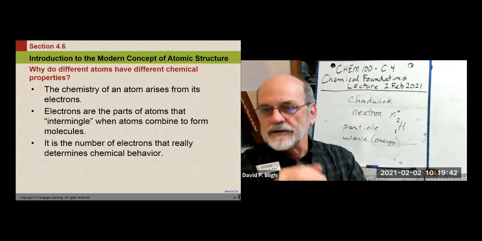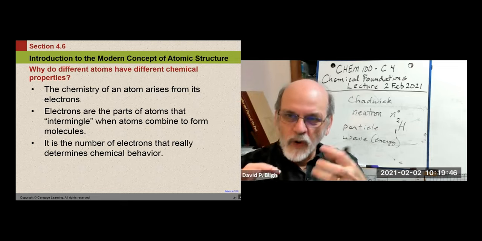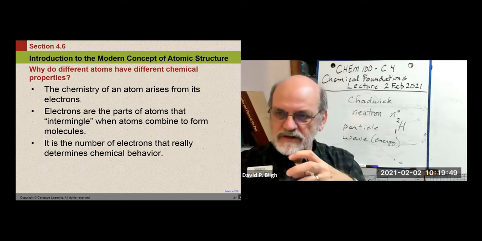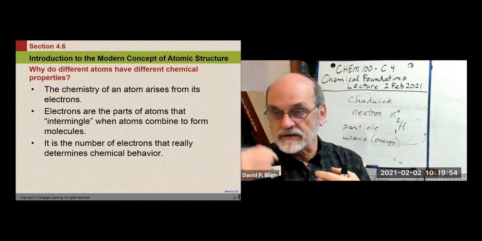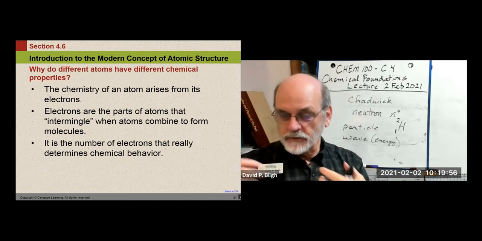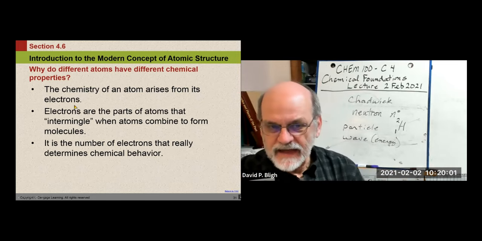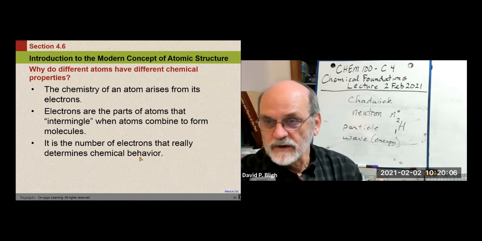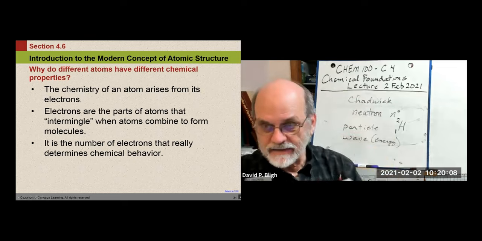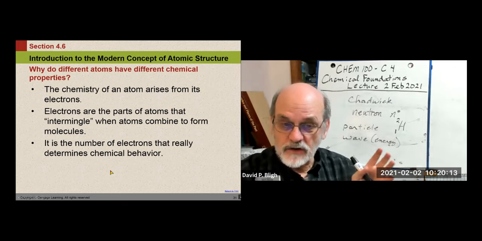So, since all electrons are the same, then there must be something about the way that they are positioned and how many there are around each of the atoms that make the reaction different for different types of atoms when they combine. It turns out that it's predominantly the number of electrons that determine chemical behavior surrounding the element. But we now know also that it's how much energy those electrons have, right?